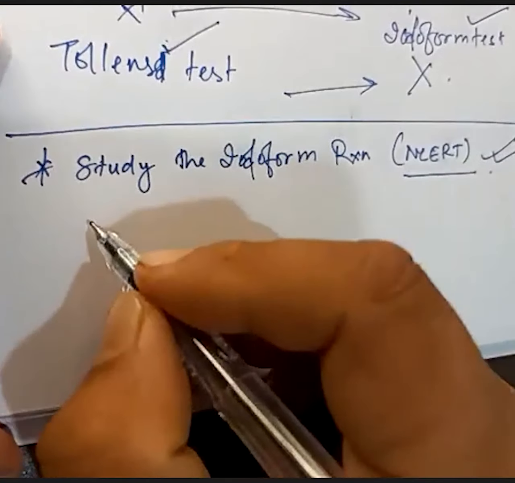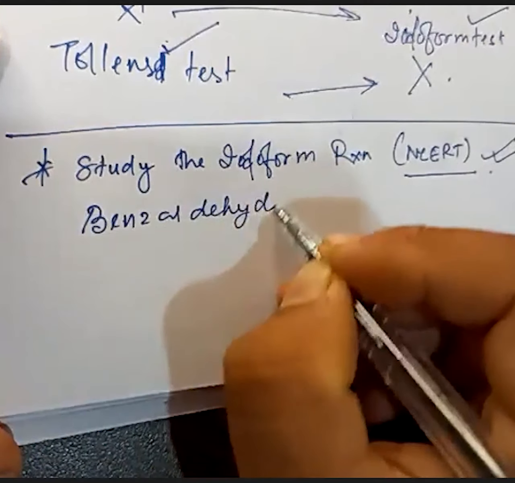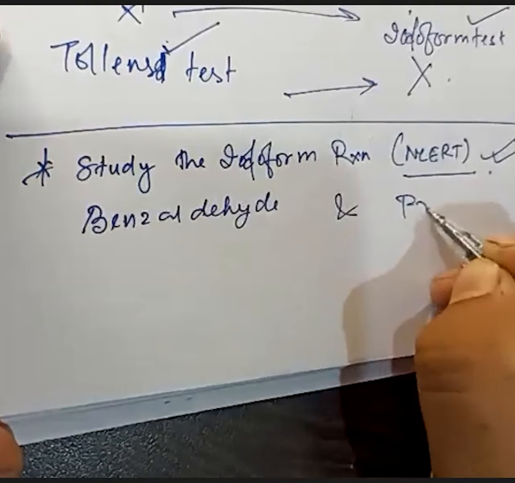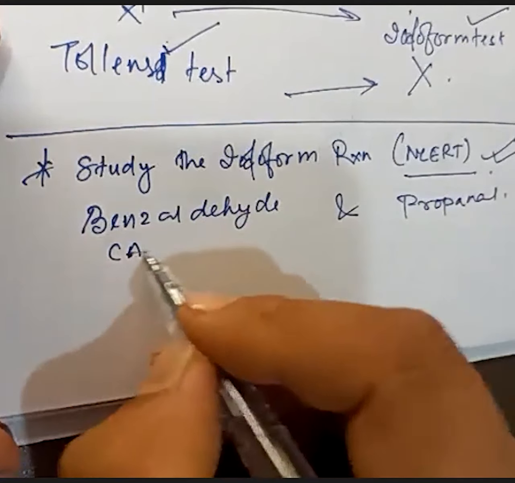Benzaldehyde and acetophenone done. Now benzaldehyde and propanal, both are aldehydes. This is our aromatic aldehyde.